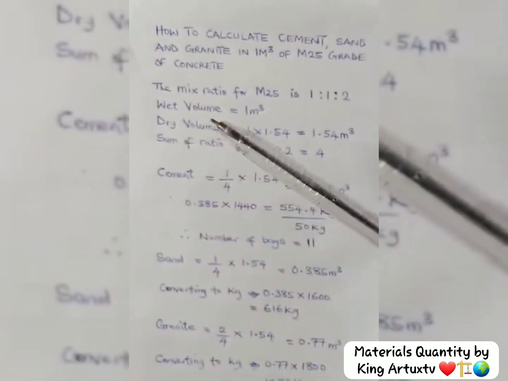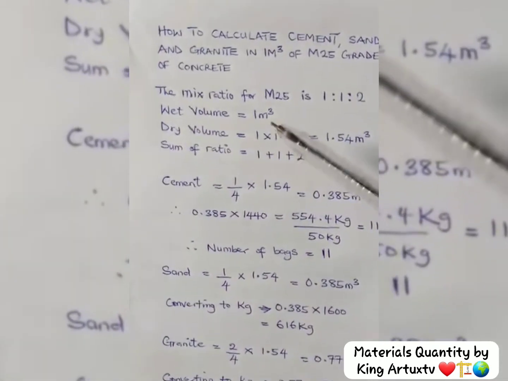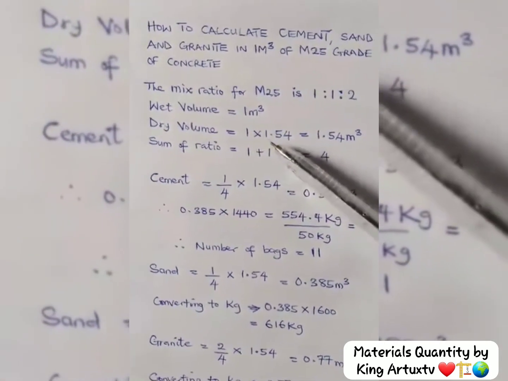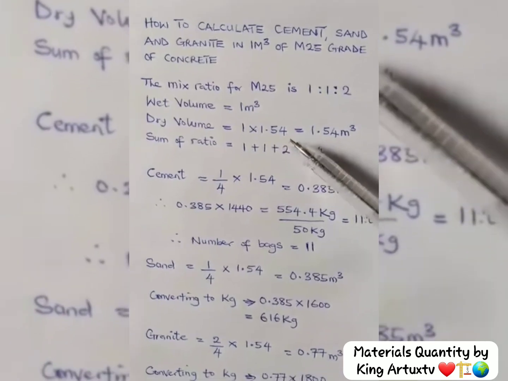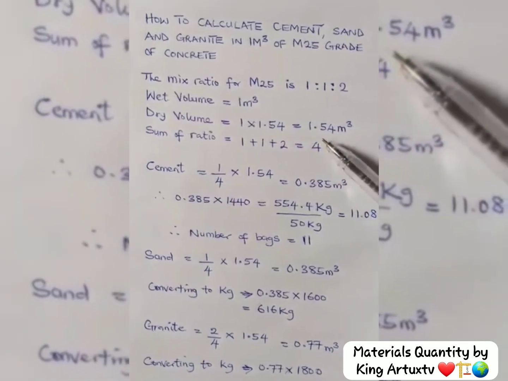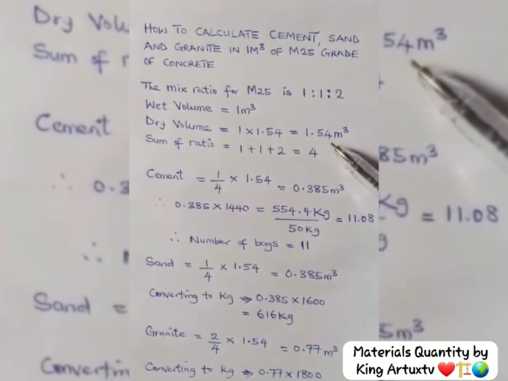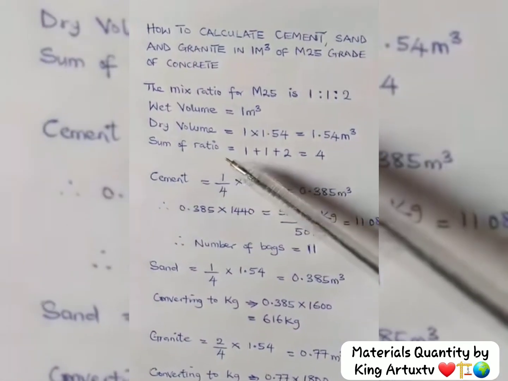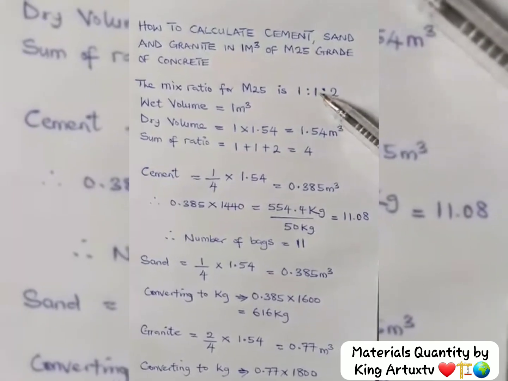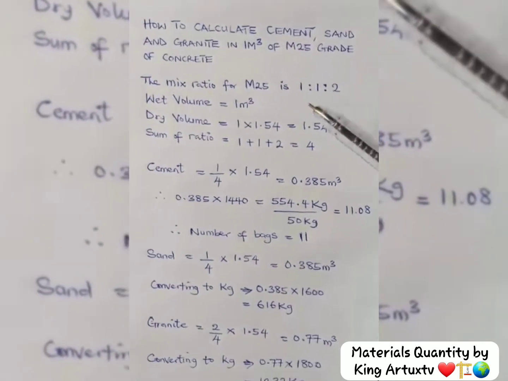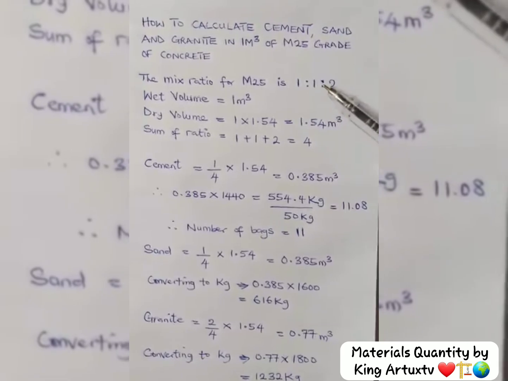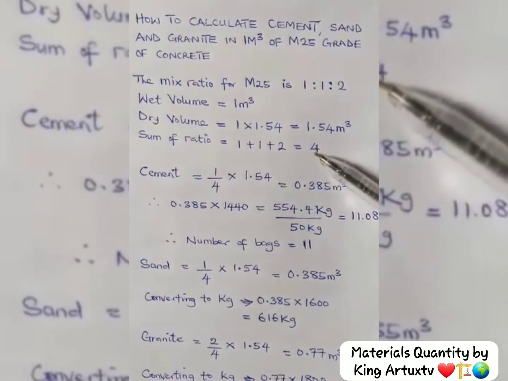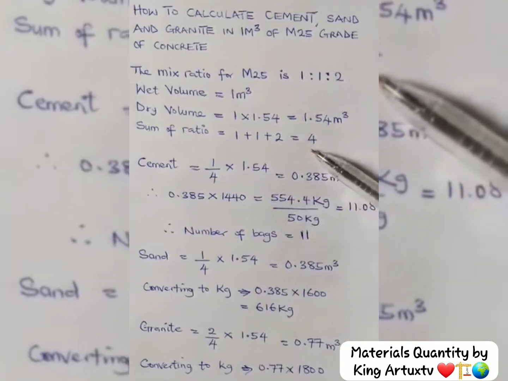So the wet volume is 1 cubic meter. Then the dry volume is 1 cubic meter times 1.54, which will give us 1.54 cubic meters. Then we have the sum of ratio. You have to add up this ratio because they are going to form concrete. So the ratio, when you sum it up, becomes 4: 1 plus 1 plus 2 gives you 4.